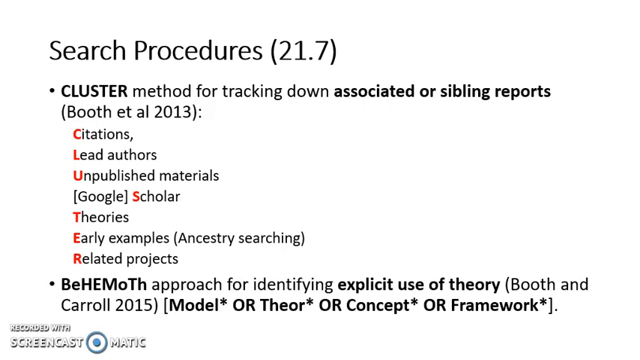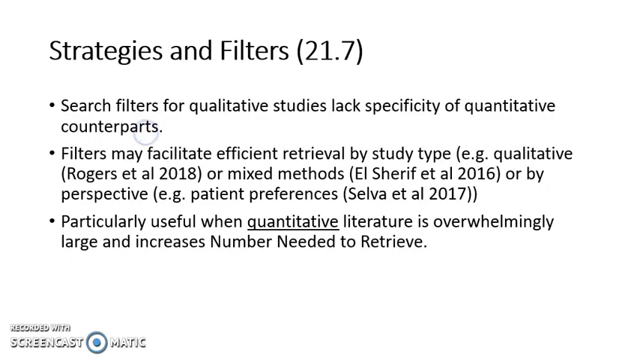When you're specifically looking for theory, a separate approach, Behemoth, combines such terms as model or theory or concept or framework to try and find explicit mentions of theory. In terms of strategies and filters, search filters for qualitative studies lack the specificity of the quantitative counterparts.